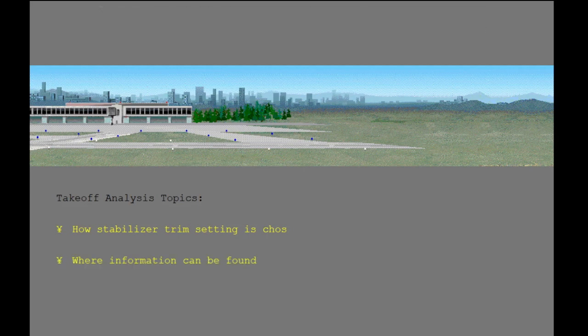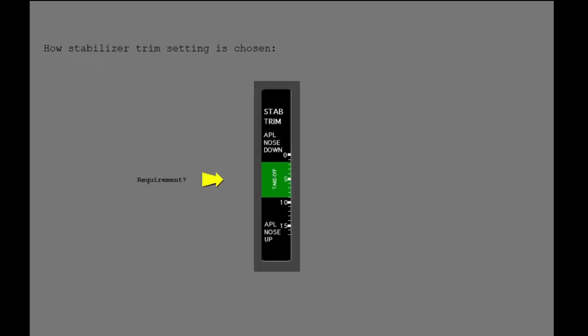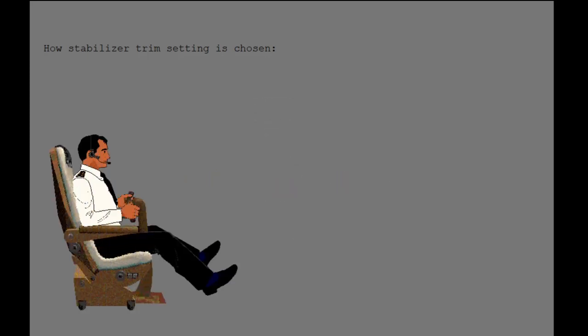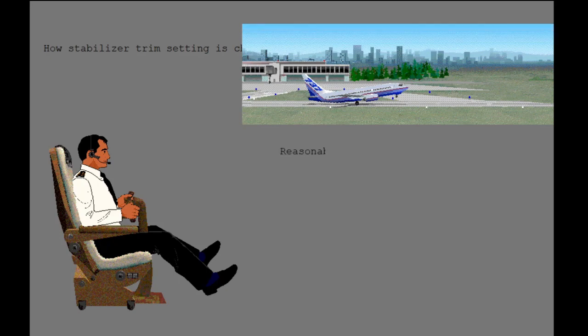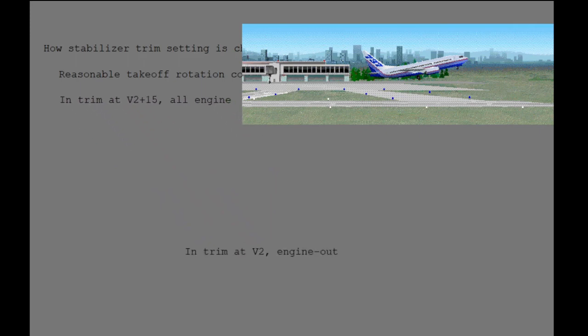This lesson will discuss how stabilizer trim setting is chosen and where information about stabilizer trim setting can be found. Stabilizer takeoff trim setting is chosen to meet several different requirements. Stabilizer setting is chosen to produce desired column forces during the takeoff rotation. The setting is also chosen so that the airplane is very nearly trimmed for the all-engine V2 plus 15 condition and for the engine-out V2 condition.